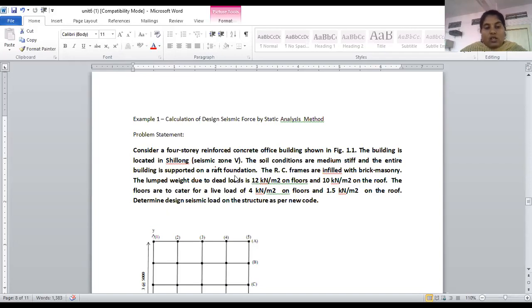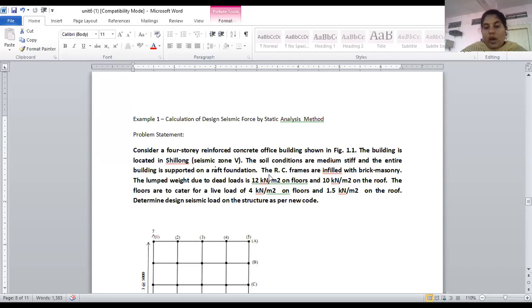Write down first, it is a 4-story building. Second, it is located in Shillong. So consider seismic zone 5. It is located in Shillong, seismic zone 5.